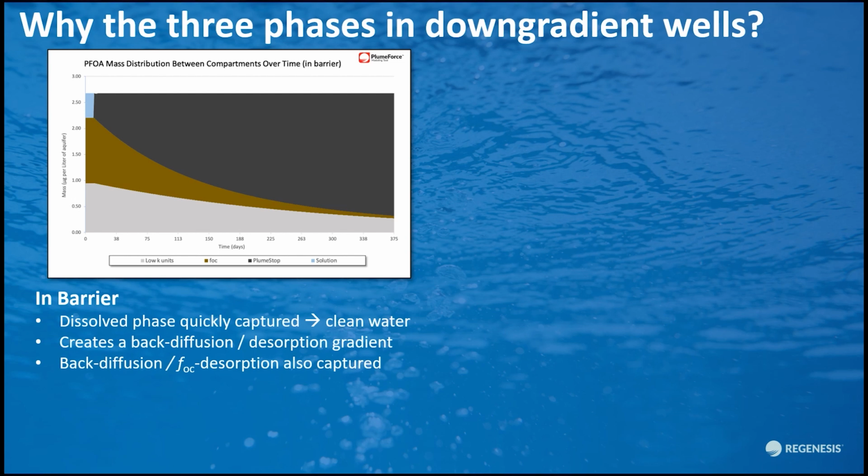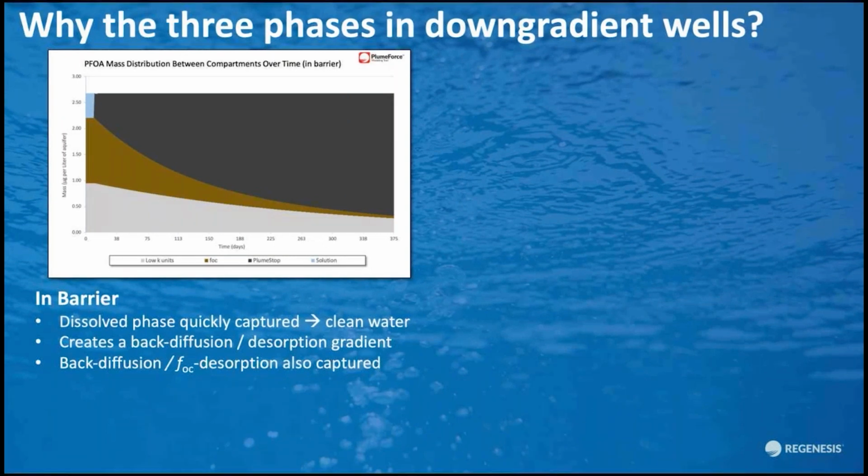In the barrier, the dissolved phase is quickly captured on the carbon, leaving us with clean water within the barrier. This clean water creates a back diffusion and desorption gradient from the soil into the water as the system tries to re-equilibrate. The back diffusing and desorbing mass is then itself captured by the barrier carbon. At this stage, this is all matrix dynamics.